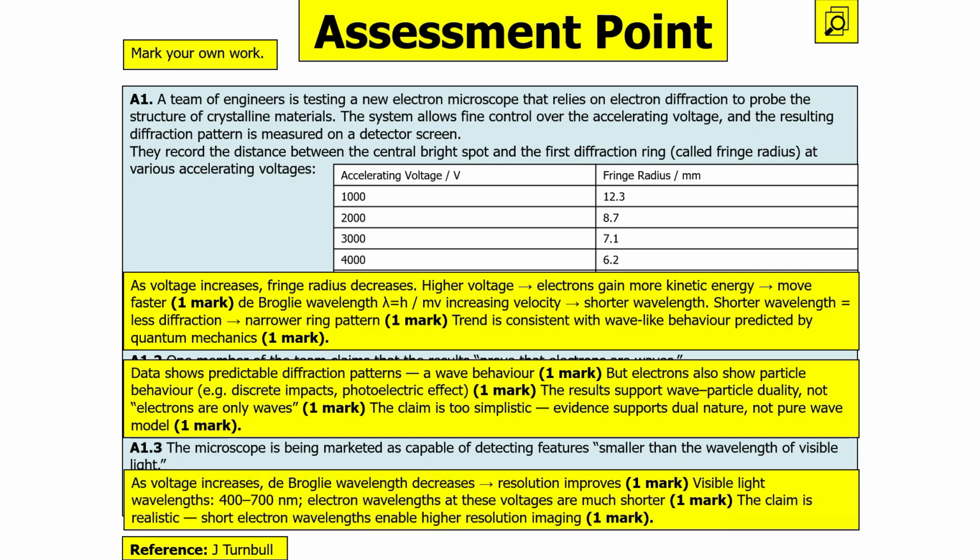Finally, as the voltage increases, the de Broglie wavelength decreases, so our resolution improves. Compared to visible light wavelengths of 400 to 700 nanometres, the electron wavelengths at these voltages are much shorter. So the claim is realistic. Short electron wavelengths will enable higher resolution imaging.